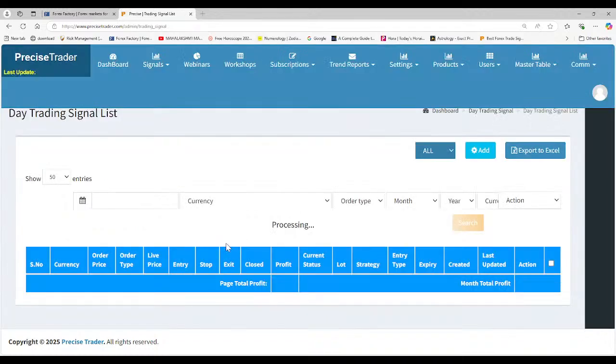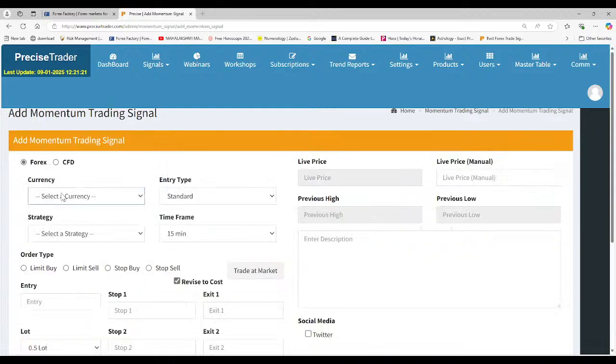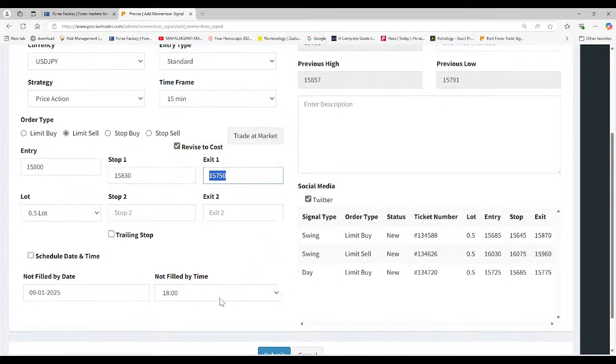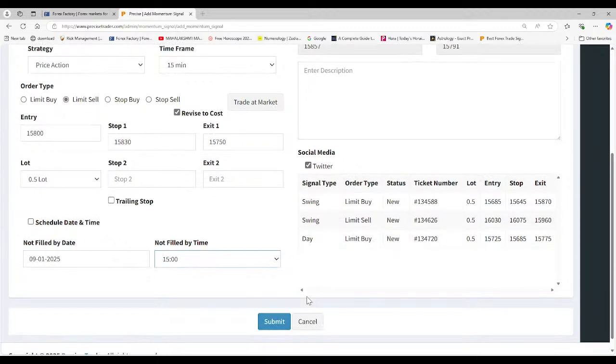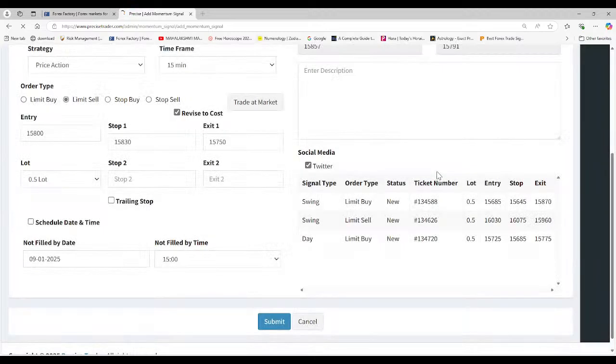Then we can go for a sell at 158, and we must exit before 157.50. Correct. Okay, 157.50, and this one expiry we give until 3 o'clock. So this is for the trade.